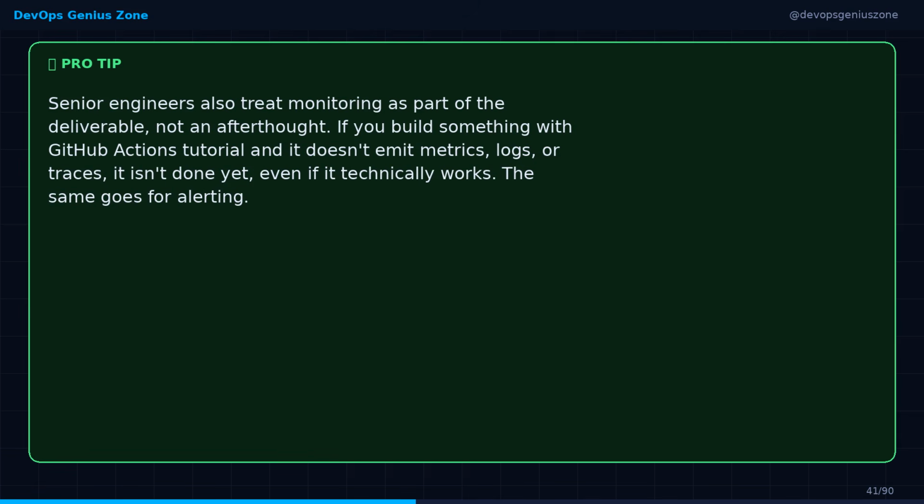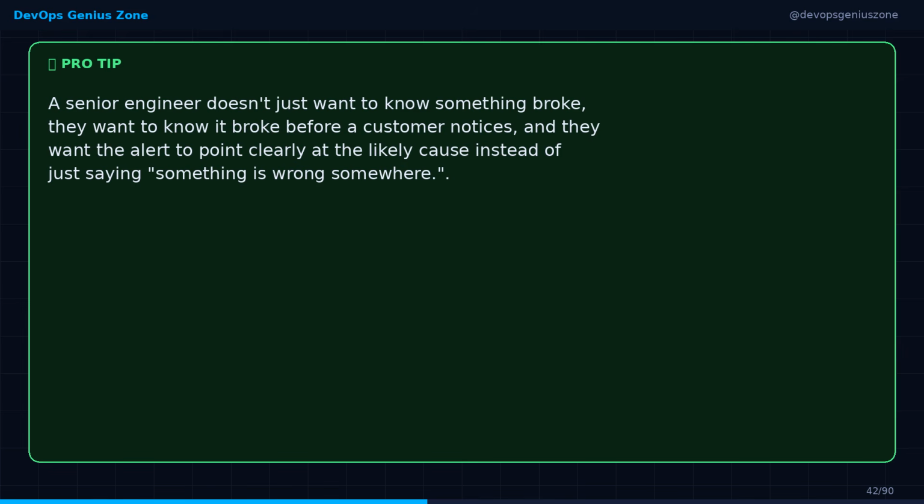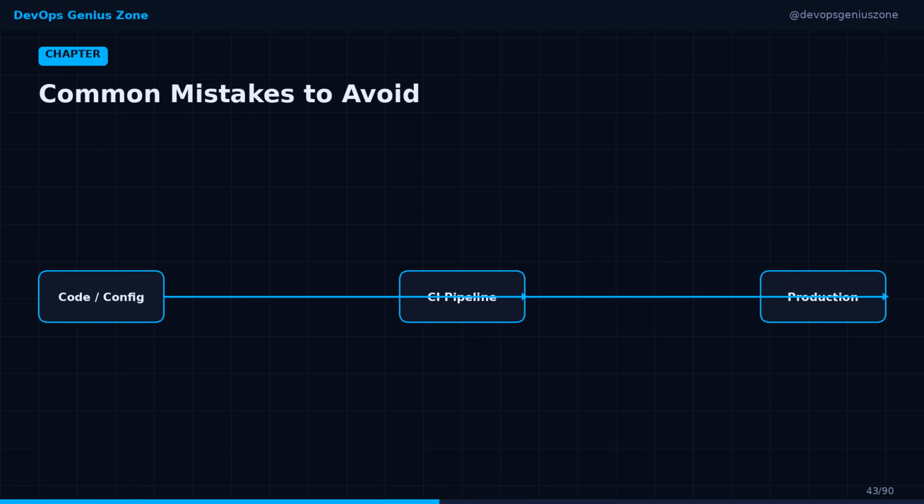The most common mistakes I see junior DevOps engineers make with GitHub Actions tutorial are skipping the planning phase, ignoring security until the end, and not handling failures gracefully. Avoid these and you are already ahead of most candidates. For example, never leave sensitive credentials in plain text, even in internal repositories. Use a secret manager or vault solution from day one.